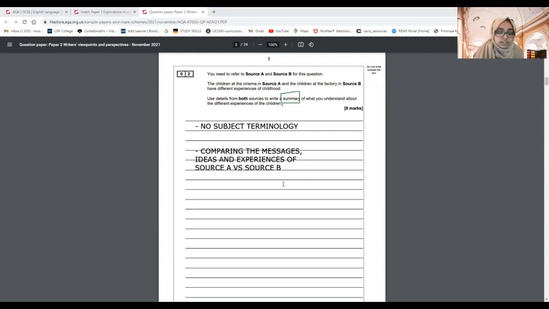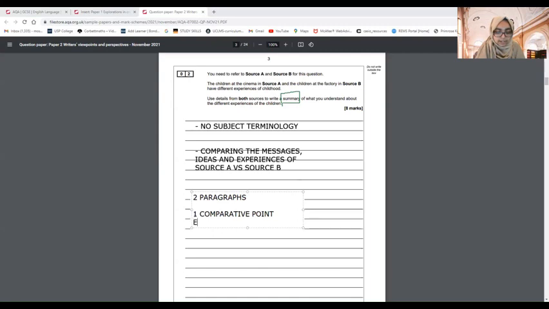So what you would do is, this is the method I use. I do 2 paragraphs, and you do about 2 paragraphs. So you do 1 comparative point, then you'd embed evidence.